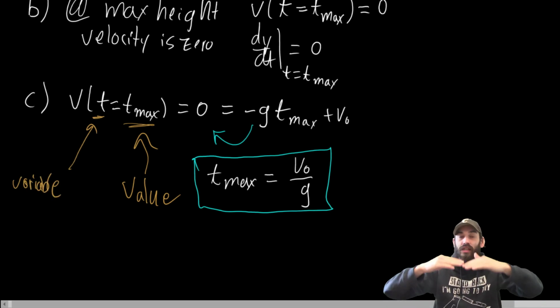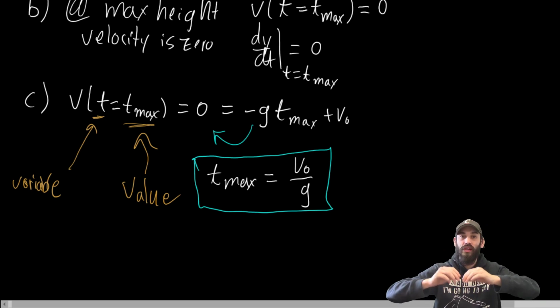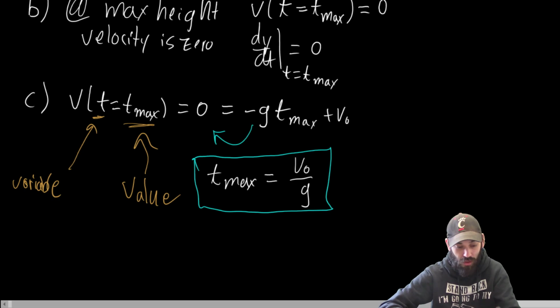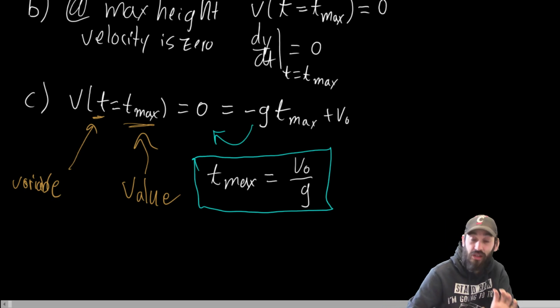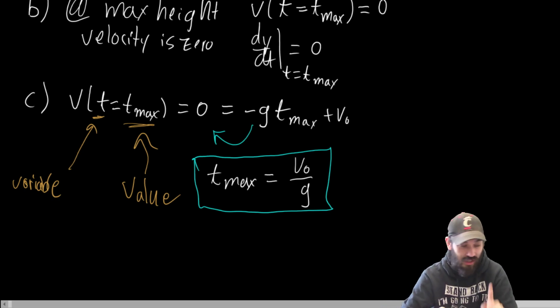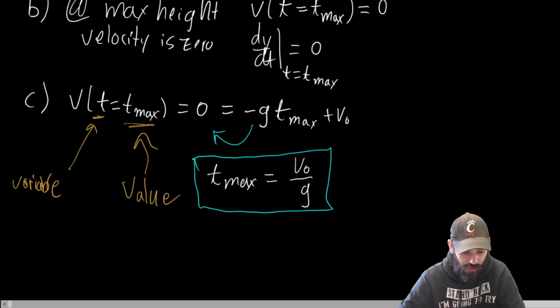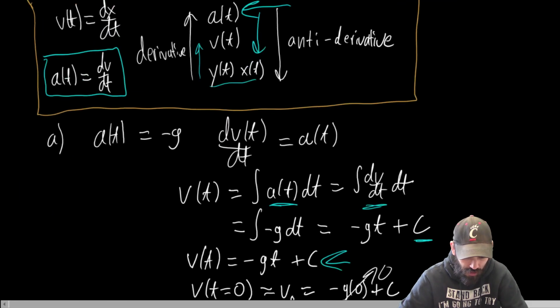So t is the input parameter I'm putting into the function as this is moving. Okay, so little t just by itself is a variable. T max is a value. Okay, good. So now let's go on back up here.